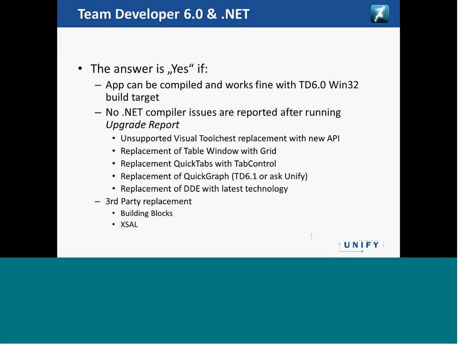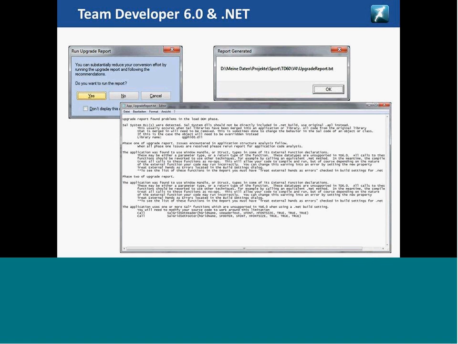So let's do some screenshots. First, I told you to run an upgrade report on existing sources. If you switch the build target to .NET for the first time, you will be asked to run an upgrade report, and it is highly recommended to do this. You get a text file, and this part of the report will display some upgrade issues.